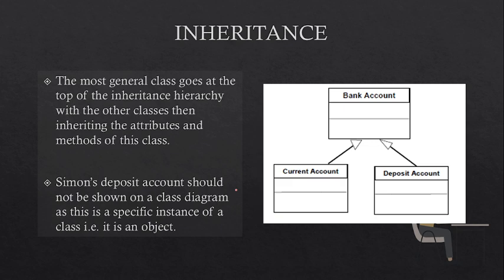It is the same as in the animal kingdom, with Fred, right? So Simon's deposit account should not be shown in the class diagram as this is a specific instance of a class. That is, it is an object.